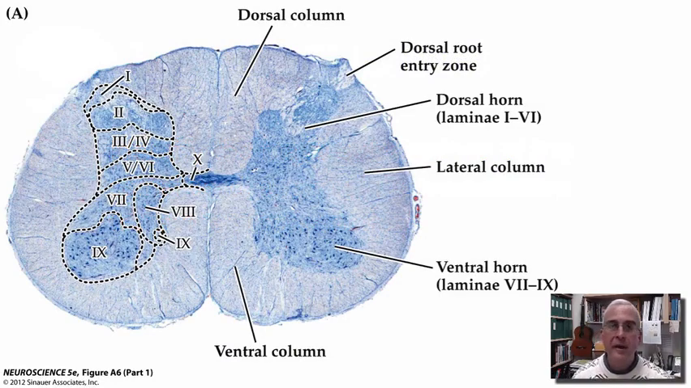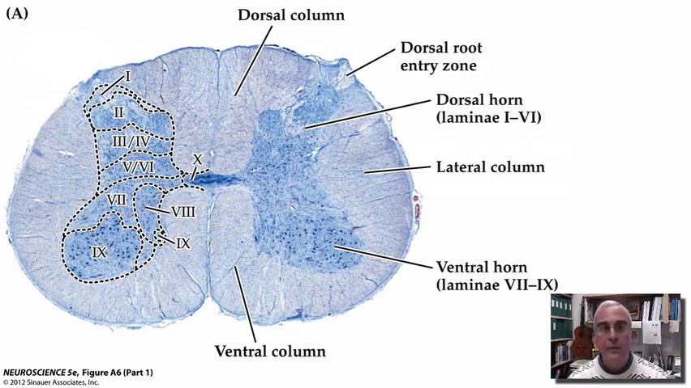All right, well, let's begin by looking at a histological section of the spinal cord. This happens to be from the lumbar enlargement of the human spinal cord. And this is a section that's been stained for the presence of Nissl substance. Nissl is a term we use in neurohistology. It refers to rough endoplasmic reticulum.